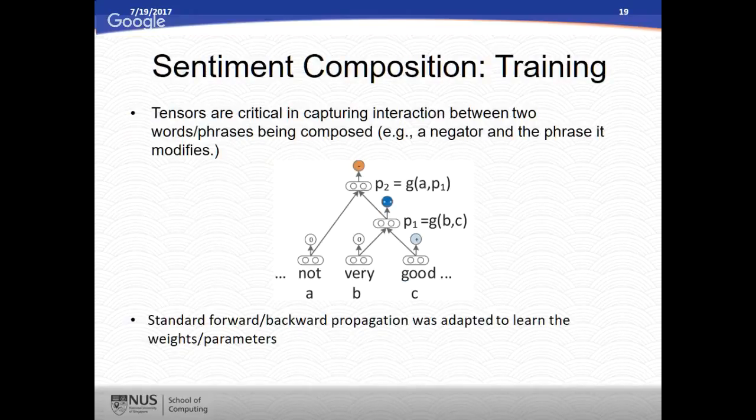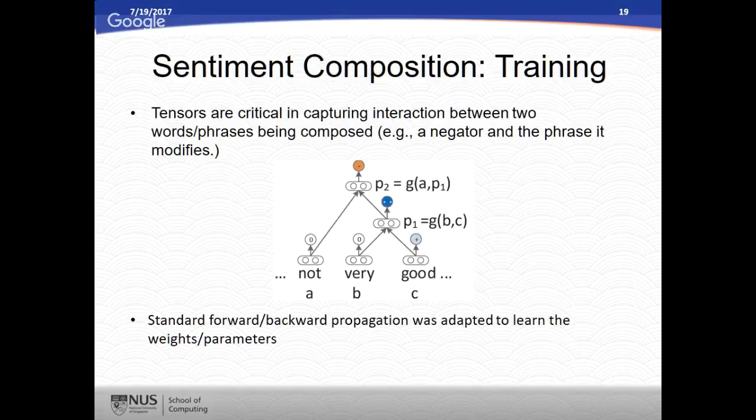To give you an example, these are the words not very good, and these are the embedding layers. Now very good is enhancing the polarity strength of the word good, but since it's preceded by not, in the end it would become a negative value.